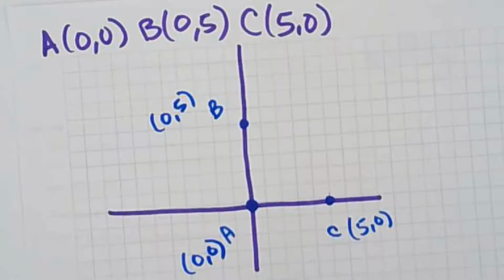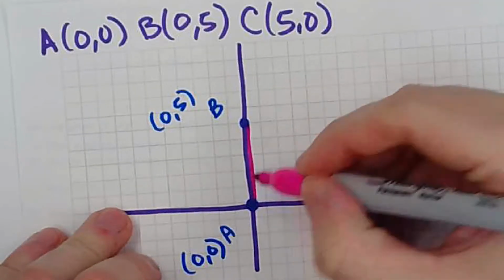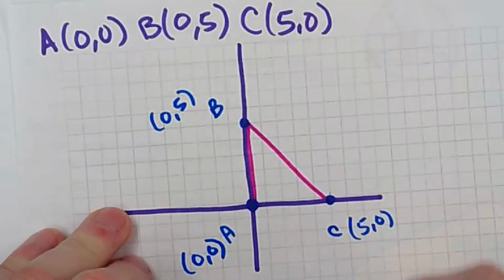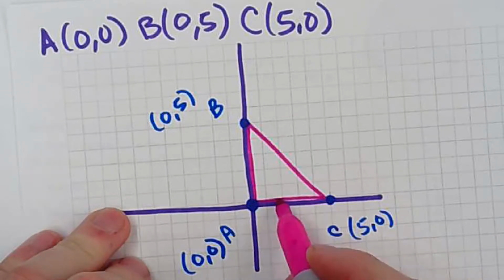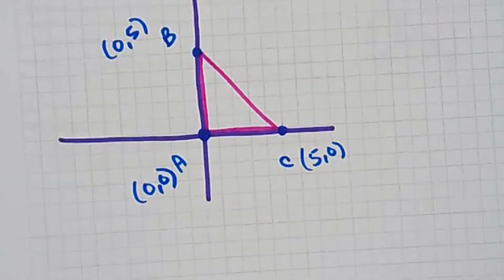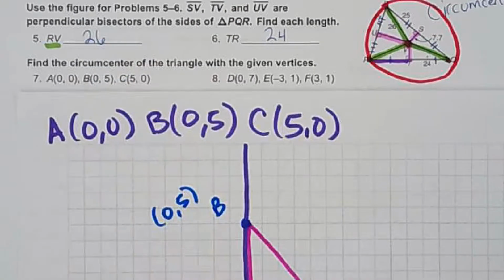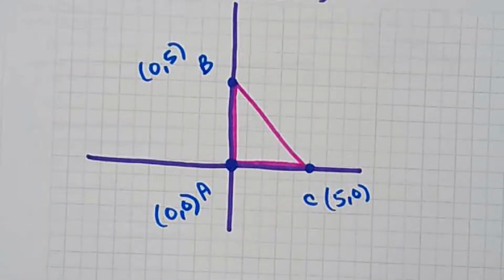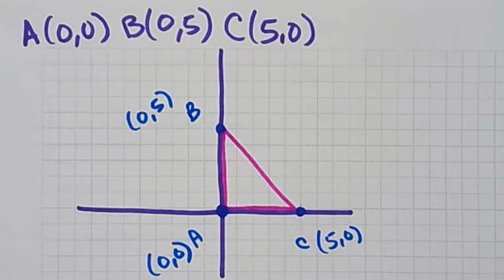And so if I take those points and construct a triangle with them, I get this. My pink triangle, ABC. All right, so it says it wants us to find the circumcenter of the triangle with these vertices. Remember, the circumcenter is at the intersection of the perpendicular bisectors. So perpendicular means 90 degrees, and bisector means cut that segment in half.